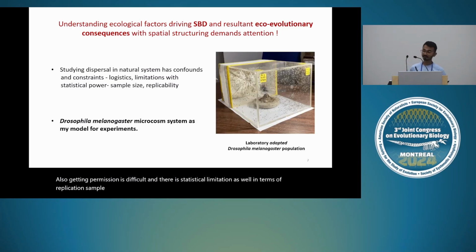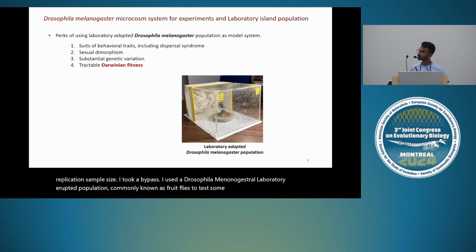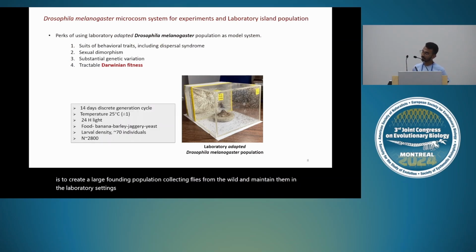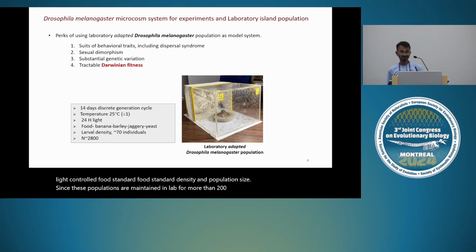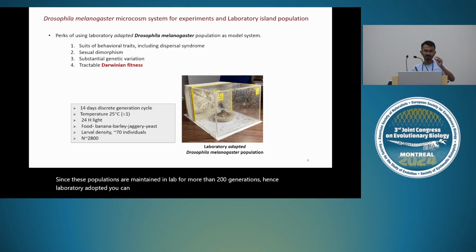I took a bypass. I used a Drosophila melanogaster laboratory-adapted population, commonly known as fruit flies, to test some of these problems. The idea is to create a large founding population by collecting flies from the wild and maintain them in laboratory settings in a controlled environment, for example controlled temperature, light, food, and standard density and population size. Since these populations have been maintained in the lab for more than 200 generations, hence laboratory adapted, you can tweak any of these environmental factors and see how the population responds.